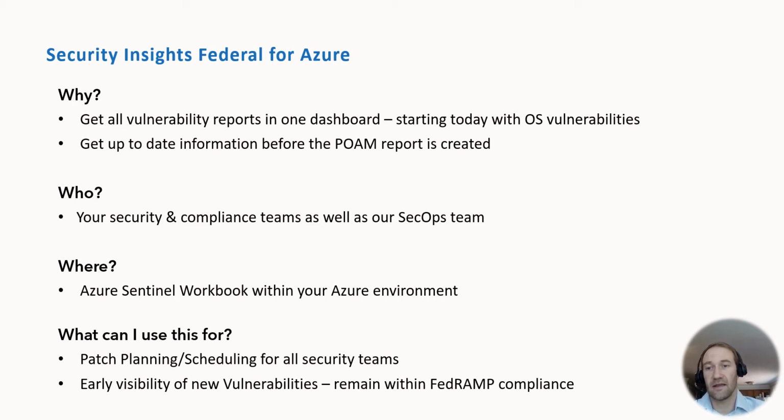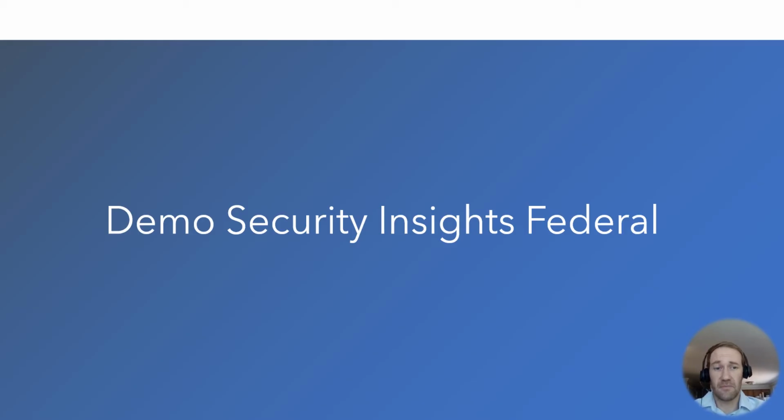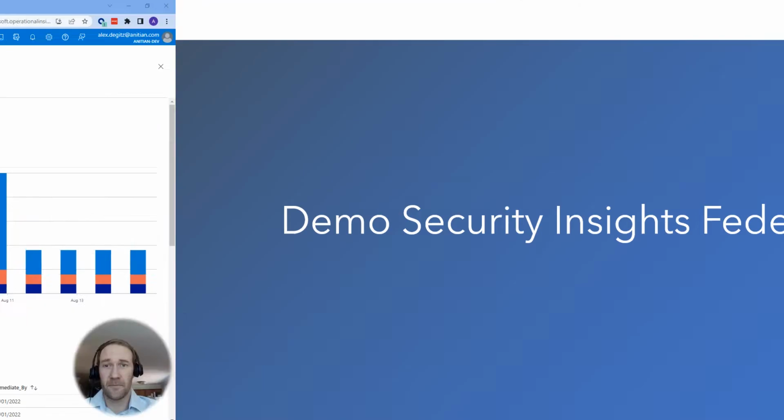It's located as an Azure Sentinel workbook within your Azure environment. All we need to do is deploy this workbook into your environment and you're good to go. You can use it, you can pin it to your dashboard, you can do all kinds of things to make use of this feature. Our main target use cases here are patch planning and scheduling for all your security teams. We have a couple of cool features there for you, and also early visibility of new vulnerabilities to remain within FedRAMP compliance. I'll show you in a second what that means. But for now, let's jump into our demo.